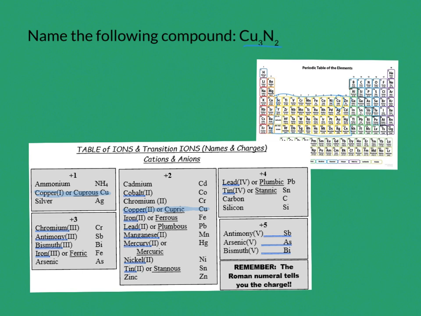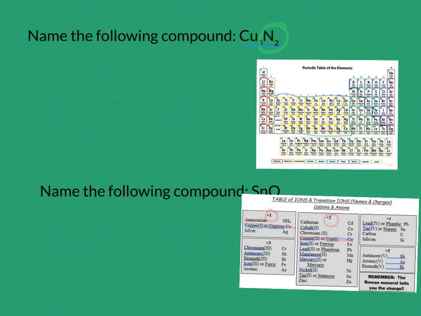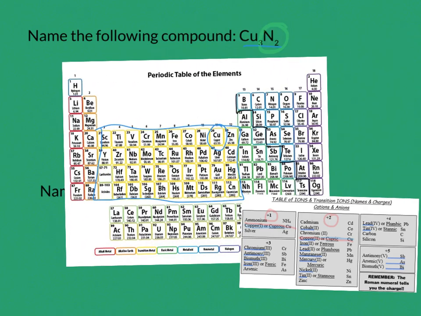To figure out which copper we have, either the +1 copper, which is here, or the +2 copper, which is here, we have to look at the nitrogen that's over here. Nitrogen is in group 15. It has 5 valence electrons, which means it wants 3 more. So it has a -3 charge. Remember, we just count from the noble gas column and go to the left. So it's a -3 charge.